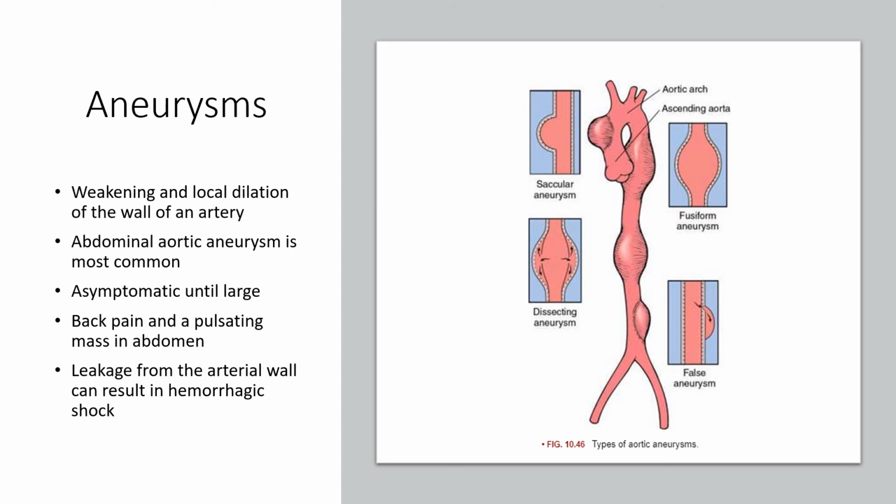And a complication of any aneurysm is leakage from the wall of the artery or sudden rupture of the weak area. And when this occurs, the patient exhibits symptoms and signs of hemorrhagic shock. Signs of a rupture of a cerebral aneurysm mimic those of a cerebral vascular accident or a stroke.